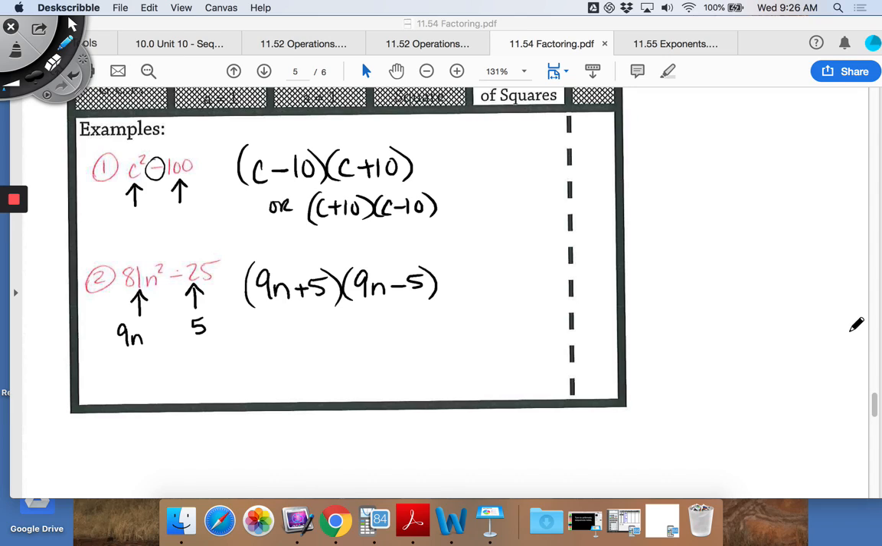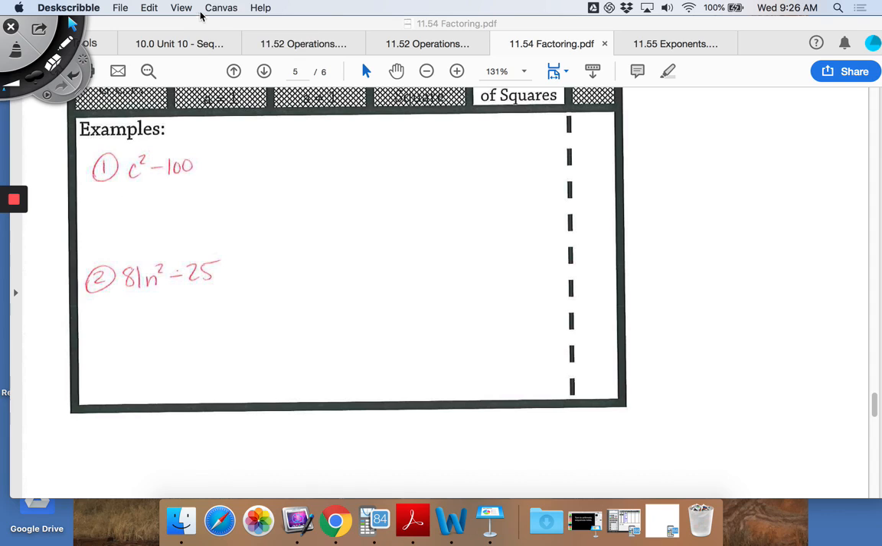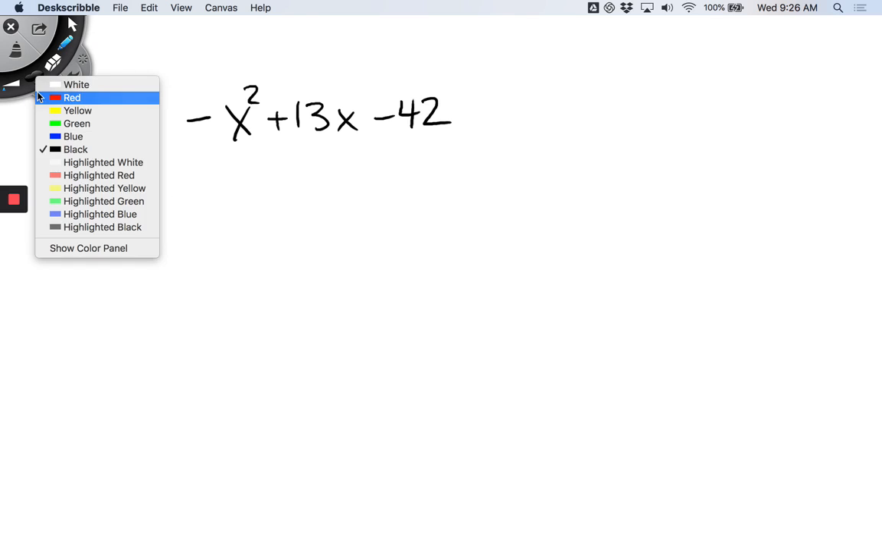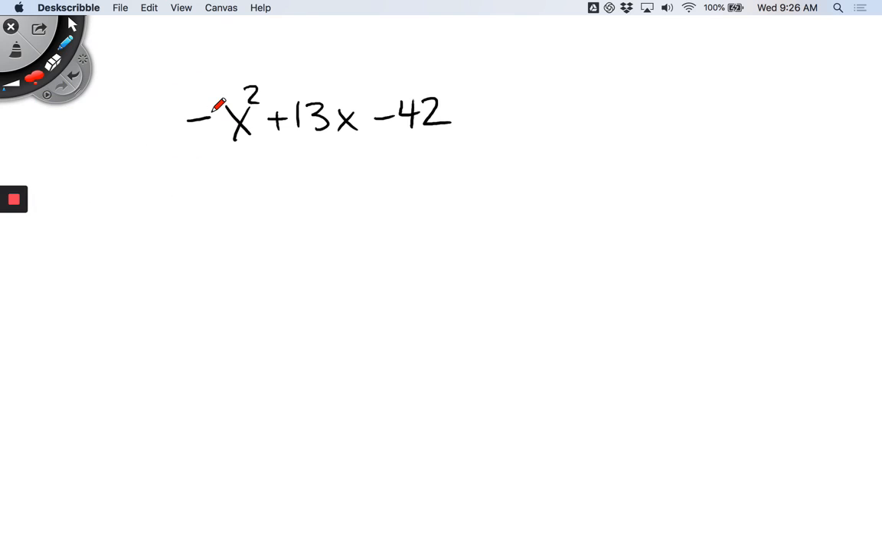I have one more example that I want you to write somewhere on your notebook paper, just because we didn't have any like this. So negative x squared plus 13x minus 42. So none of them that we've seen have a negative coefficient in front of x squared. If you have that, the first thing you need to do is divide out a negative 1. If you do, it'll change the sign of everything, and then you're going to factor. So being able to remove that negative 1 makes it much easier to factor.